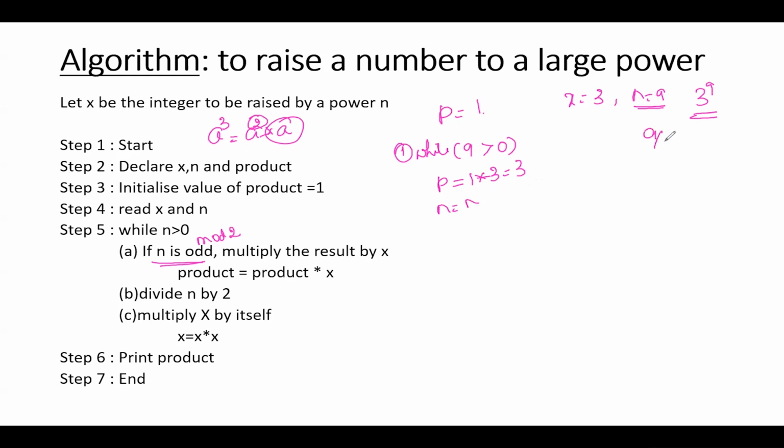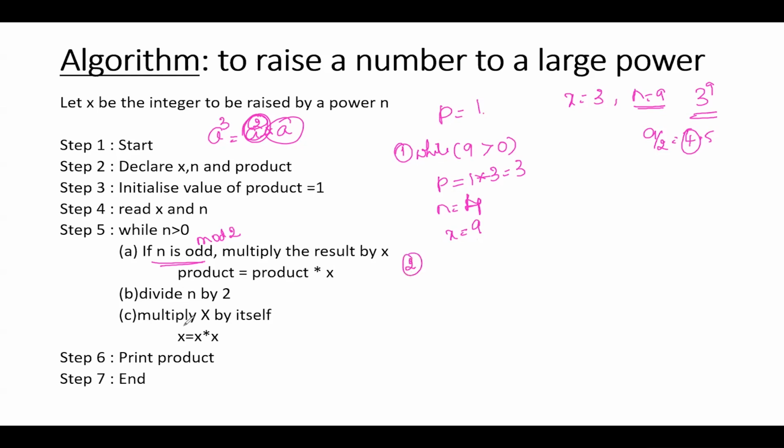So when I say 9 by 2, of course we are going to get 4 by 5. Now it is an integer value, hence we are going to take only the integer value. Hence n is going to get the value 4. Okay. Now divide n by 2, and then we will also keep x is equals to x into x, which is nothing but 3 into 3, which is nothing but 9, because we need to do this value. Okay, now x has a value 9.